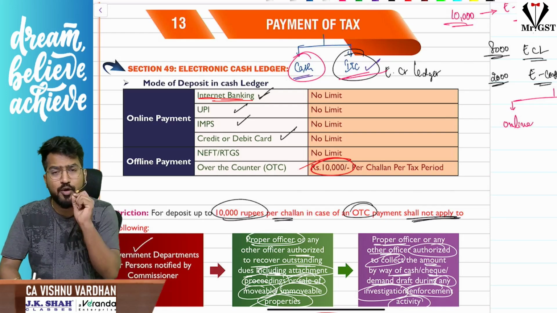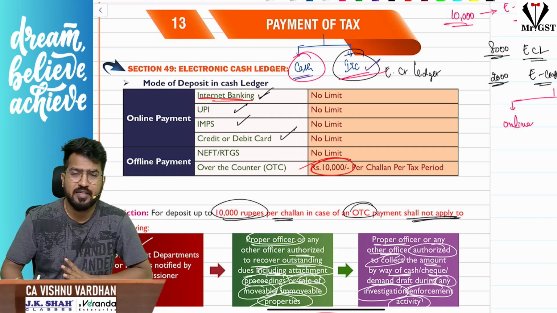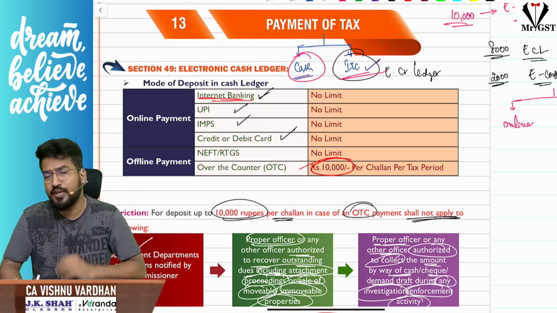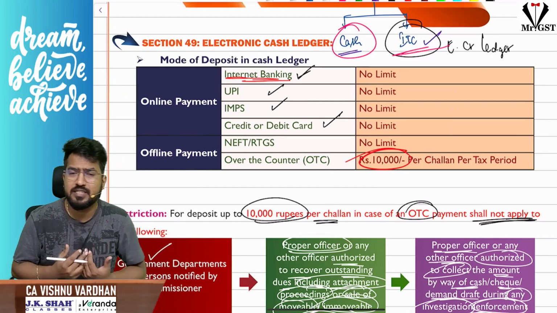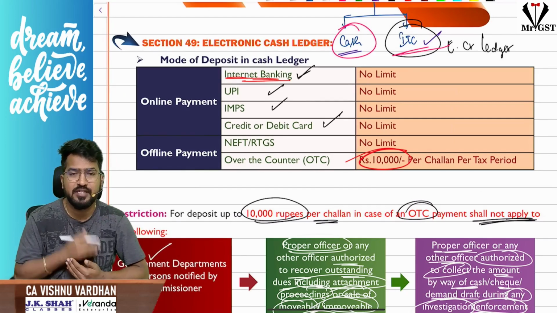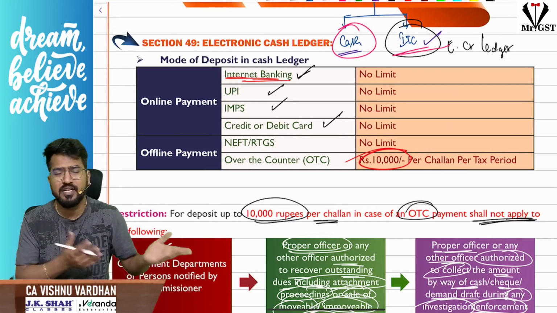Credit ledger balance, how do you utilize? Utilization of ITC balance rules we have already discussed in the ITC chapter. So that is done. Now we are going through cash ledger. When you have 10,000 rupees GST liability and you have ITC balance of 8,000, you need 2,000 more to pay the GST liability. That 2,000 will come through the cash ledger.